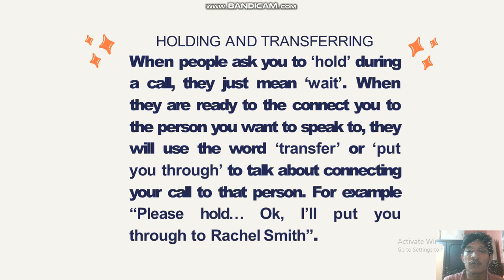Next, holding and transferring. When people ask you to hold during a call, they just mean wait. When they are ready to connect you to the person you want to speak to, they will use the word transfer or put. You talk about connecting your call to that person. For example, "Please hold... okay, I'll put you through to Russell Smith."